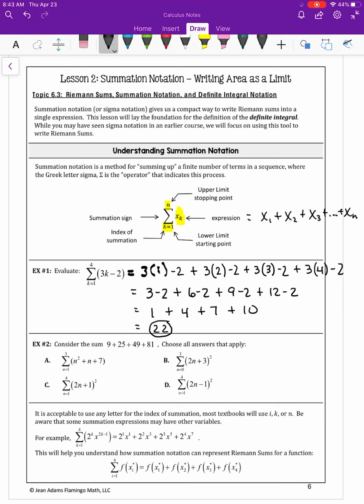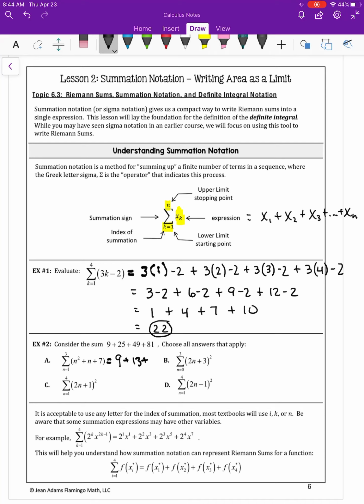Example number 2, consider the sum 9 plus 25 plus 49 plus 81. Choose all the answers that apply. So what they want you to do is figure out, because it might be more than one, whether this summation will give you 9 plus 25 plus 49 plus 81.